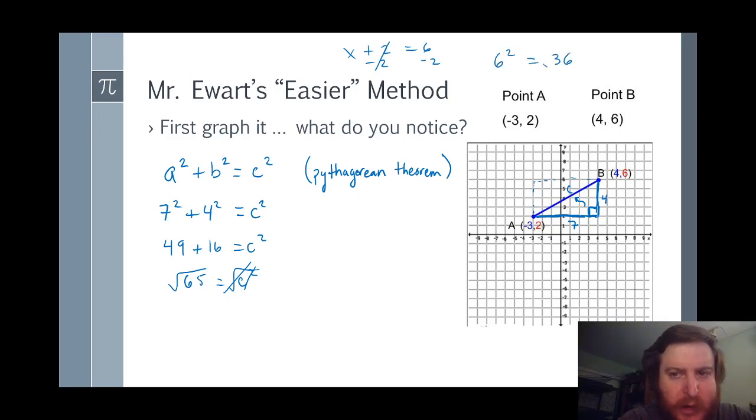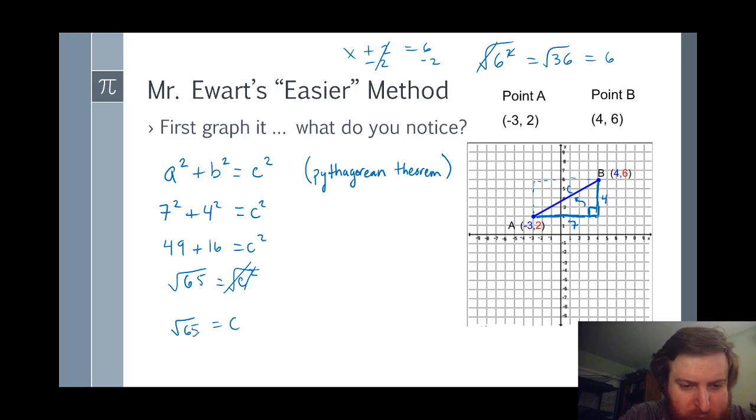How do I undo that? If I square root it, I go back to 6. So that shows us that when we do squared and square root at the same time, they cancel out. So this ends up just being the square root of 65 is c, and that was the answer we were looking for, right? So in this case, the c is the distance, okay?